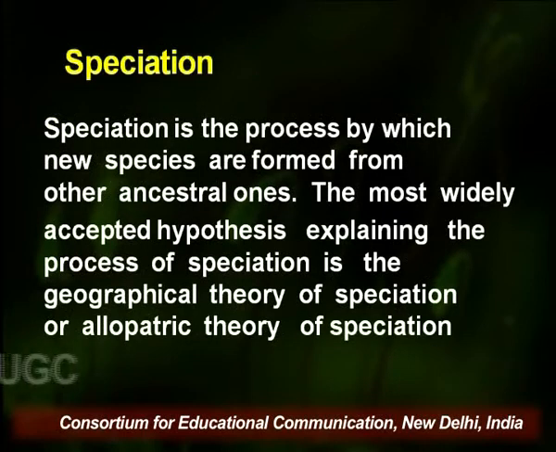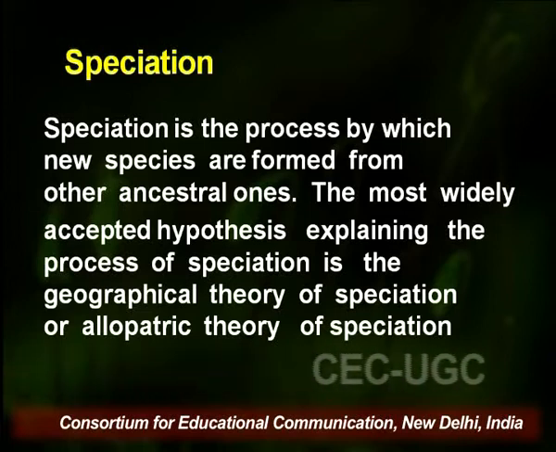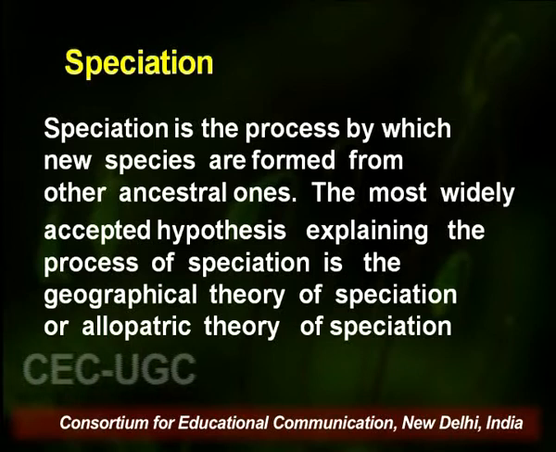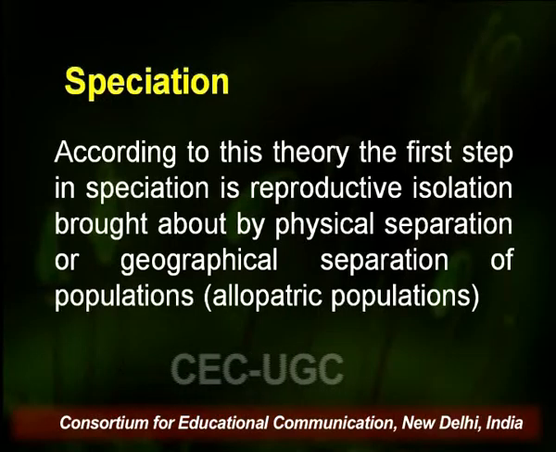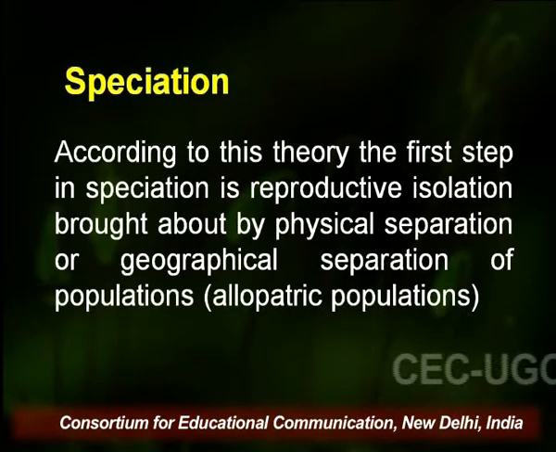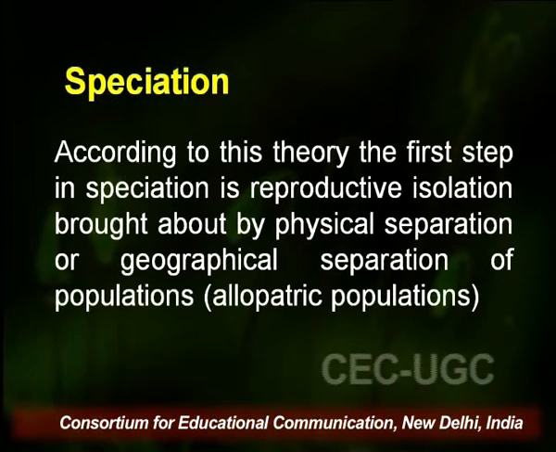So, we move further with the concept of speciation. It is the process by which new species are formed from the ancestral ones. The most widely accepted hypothesis explaining the process of speciation is the geographical theory of speciation, which is also known as the allopatric theory of speciation. According to this theory, the first step in speciation is reproductive isolation, which is brought about by the physical or geographical separation of the populations.